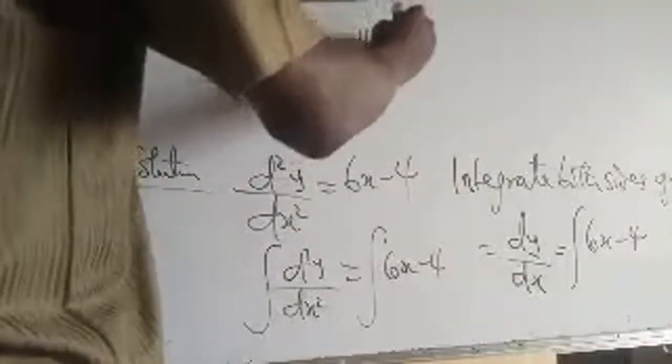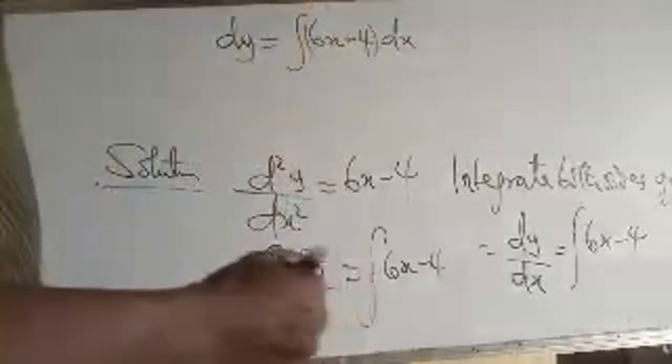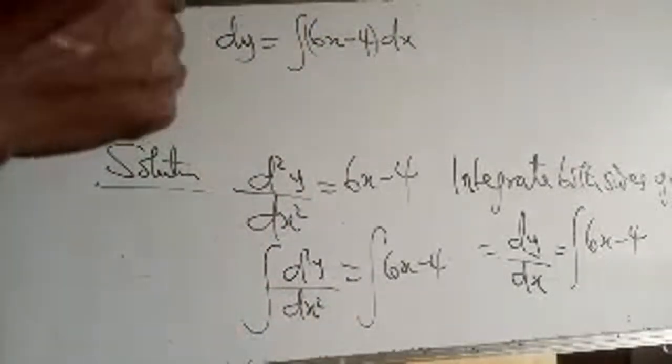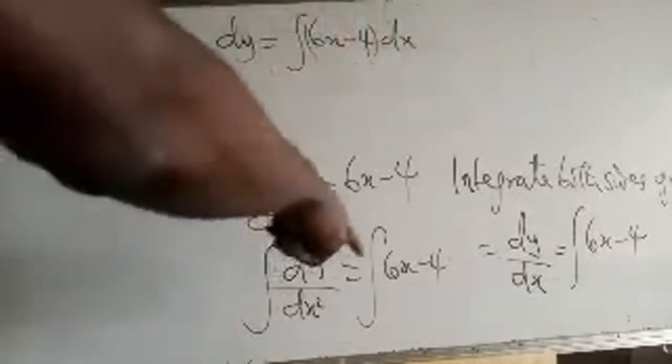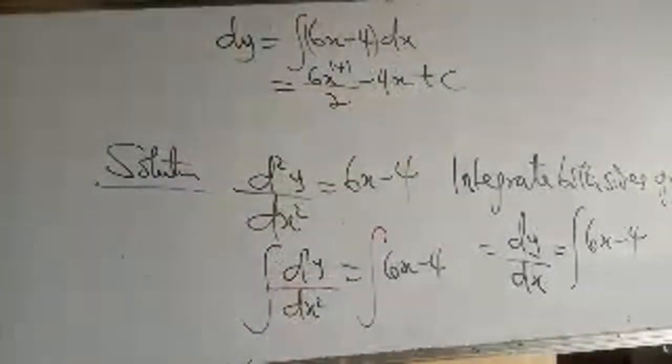So the y will now be equal to the integral of 6x minus 4 dx when you cross multiply. Don't forget, we are to integrate the value we obtain here. So we are integrating, as the y equals what? 6x raised to power, you are integrating, 1 plus 1, all over 2, minus 4x plus c. Okay? I hope you understand.